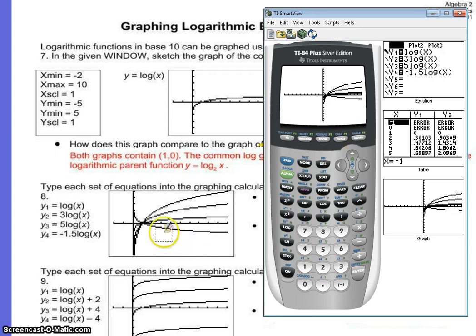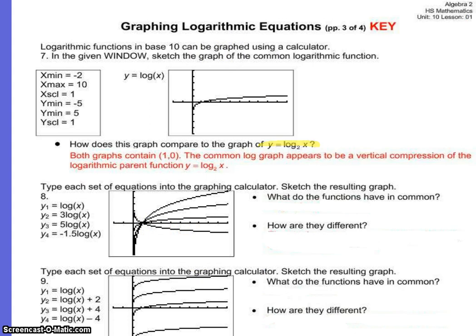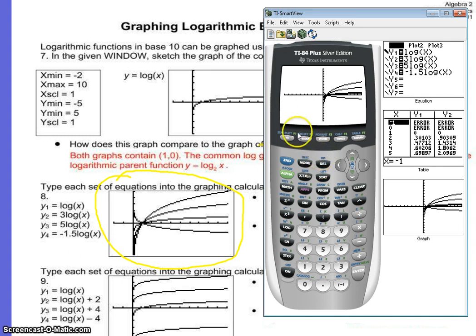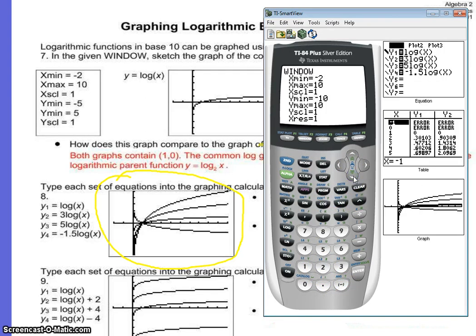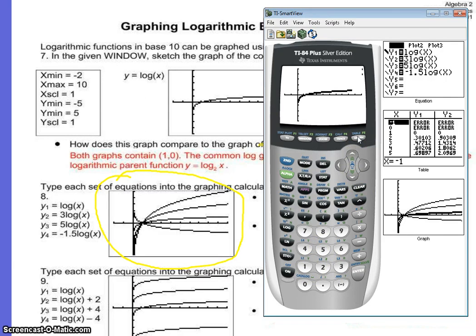Okay. Now, also remember what I told you about looking at their graph and looking at their window and seeing what their window is and changing yours. So we're going to do that now just to make sure you recall. So I'm going to go to my window and I can see that my x min is a negative 2 and my x max is a positive 10 and I'm counting by 1s. My y min is a negative 5 and my y max is a 5, in case you're wondering why your graph doesn't look exactly like theirs. And now you'll see my graph looks exactly like their graph looks.